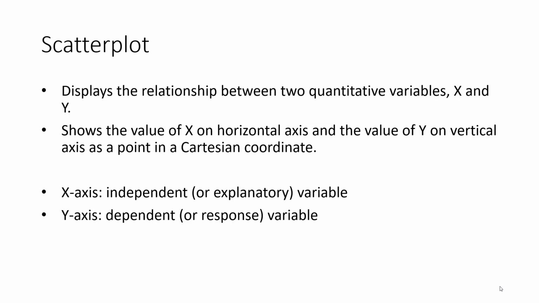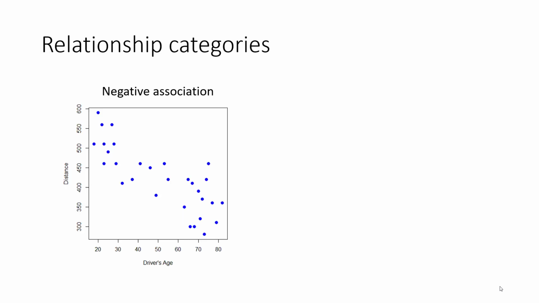Typically, the explanatory variable or independent variable goes on the x-axis, and the response variable or dependent variable goes on the y-axis. Here is another scatterplot, which shows the age and the distance the driver can see from 30 drivers. As you can see, when a driver is older, the distance he or she can see is shorter, and vice versa. There is a negative association based on this scatterplot.